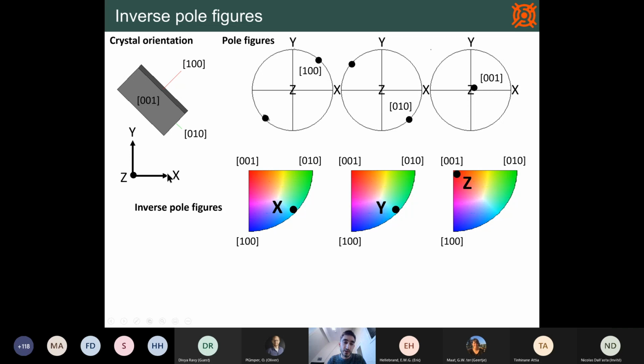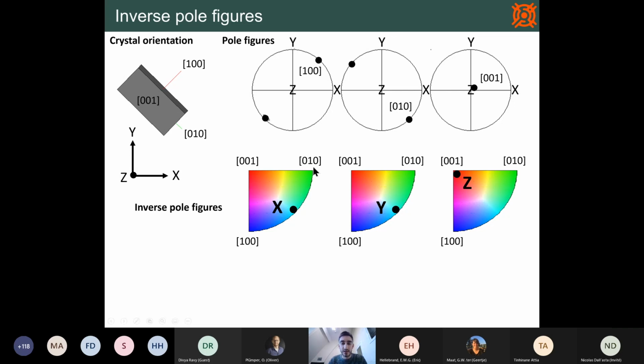And now we're plotting the axes of the map in a reference frame defined by the axes of the crystal. So up here we were saying that the 1, 0, 0 direction lies between x and y. Here we're saying that the x direction lies between 0, 1, 0 and 1, 0, 0. So it's the same data but plotted in the converse reference frames.